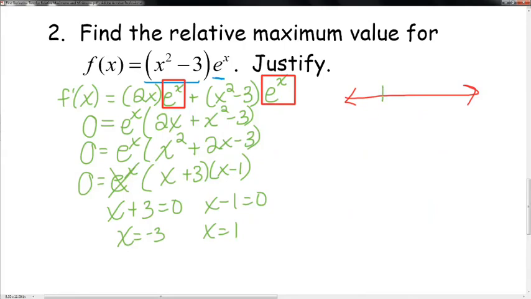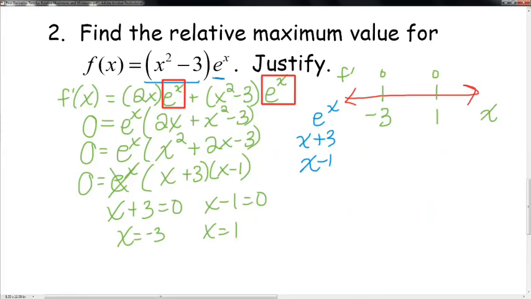I'll put in negative 3 and positive 1, and over here we'll list our factors. We have e to the x, that was one of our factors, x plus 3, and x minus 1. And again, we're going to pick values. These are my f prime that we're comparing, my x is on the bottom. These are the values that make my derivative 0.